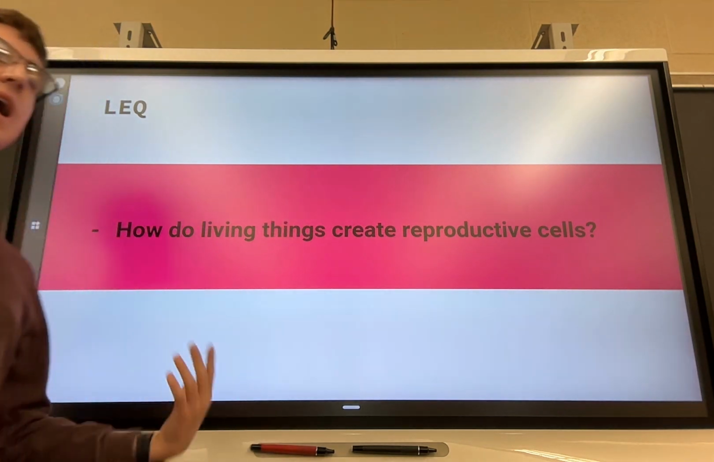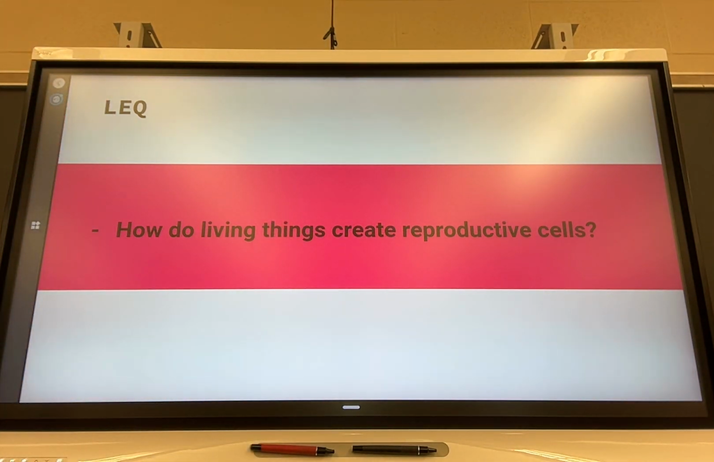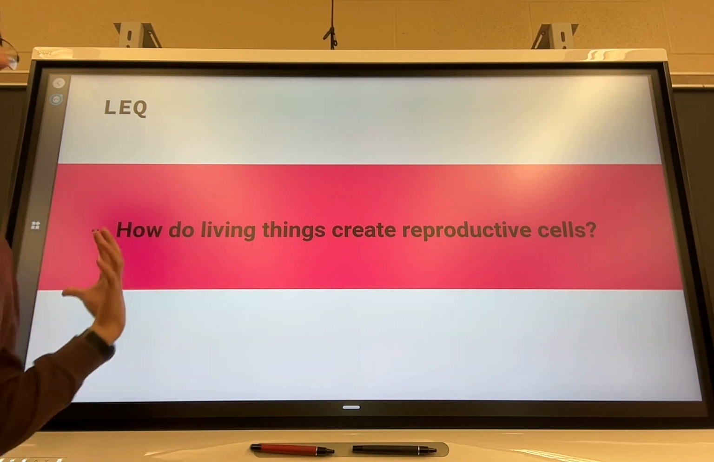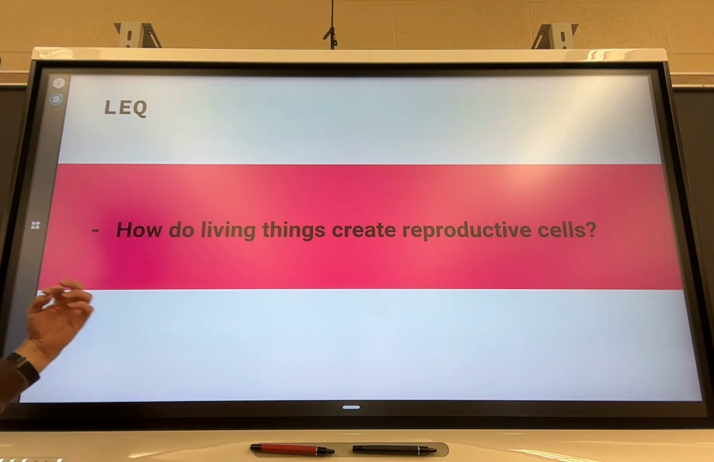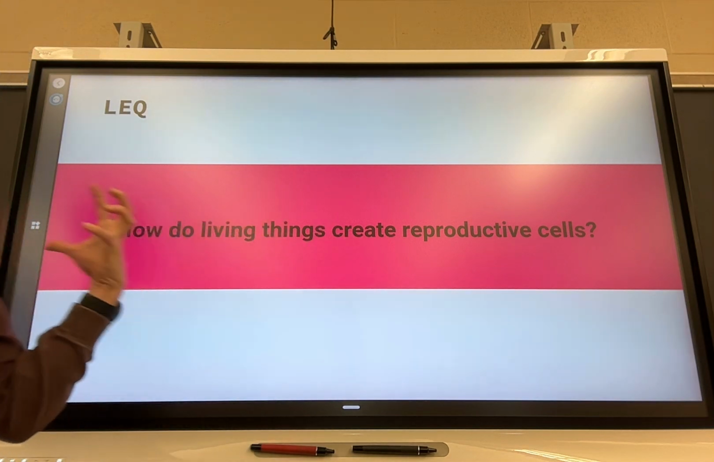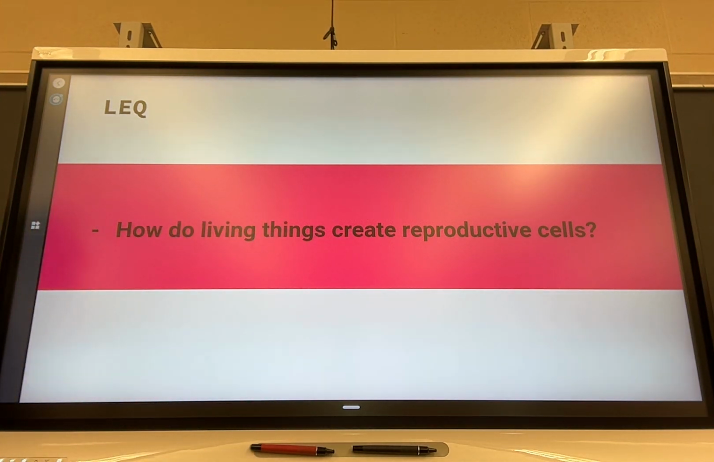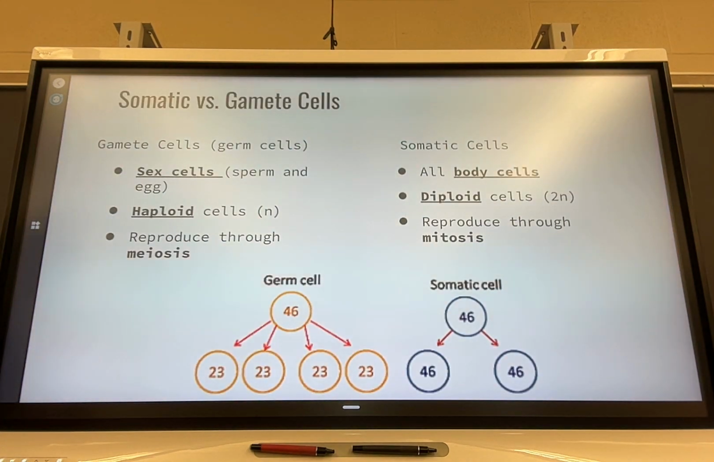Reproductive cells: how do they get created, how do they combine to form viable offspring, and how can we, as we move into genetics, see diversity and different variations start to appear in these offspring? But first we have to review.